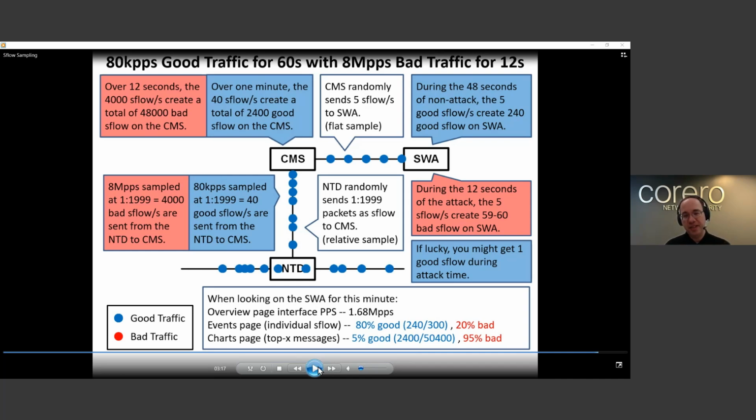So this is a more realistic example. And this is an easy way to highlight the difference between a relative and flat sample and why you need both. You need both because the relative sample can help you tell where to look. And it'll tell you that the 60 bad samples you're seeing in this minute are much more important than the 60 bad samples in the last example.